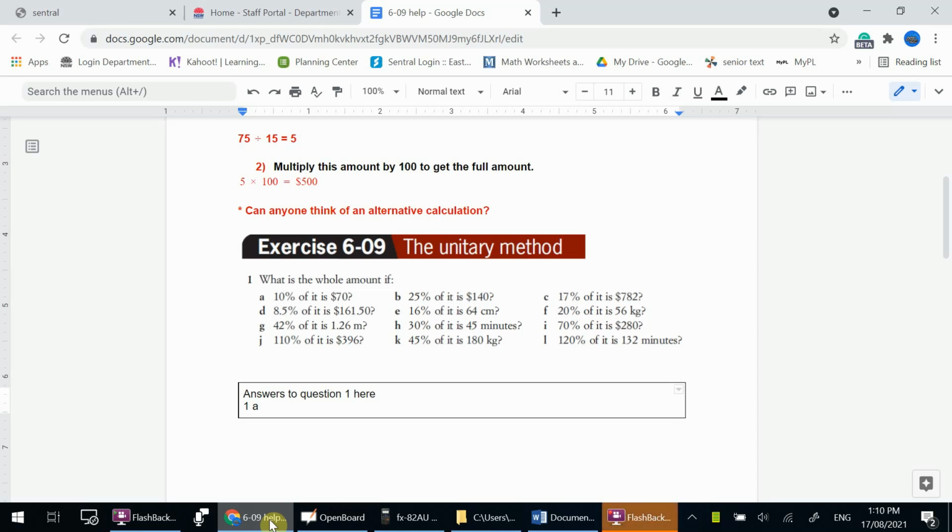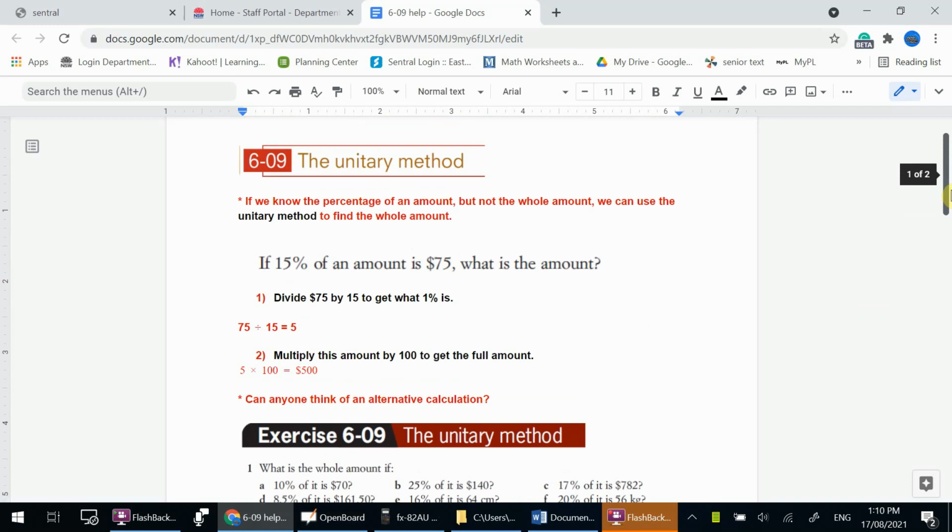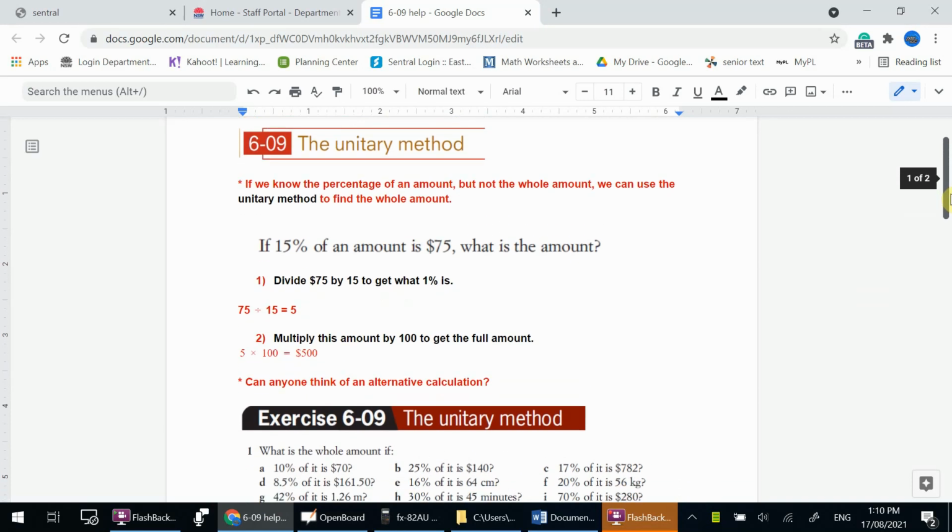This one explains how to show your working in the Google Doc. Of course you can still choose to do your work in your exercise book if you want to, but this is just to show you what to do this way.